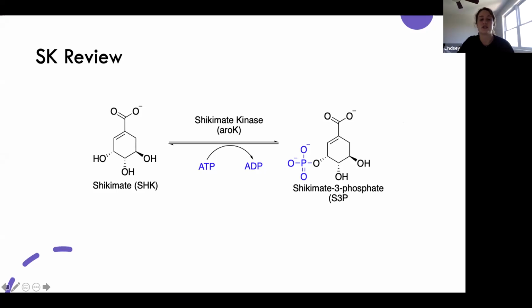So just a review, this is the reaction that shikimate kinase catalyzes. It's basically just popping on that phosphate group from ADP to this C3 carbon.